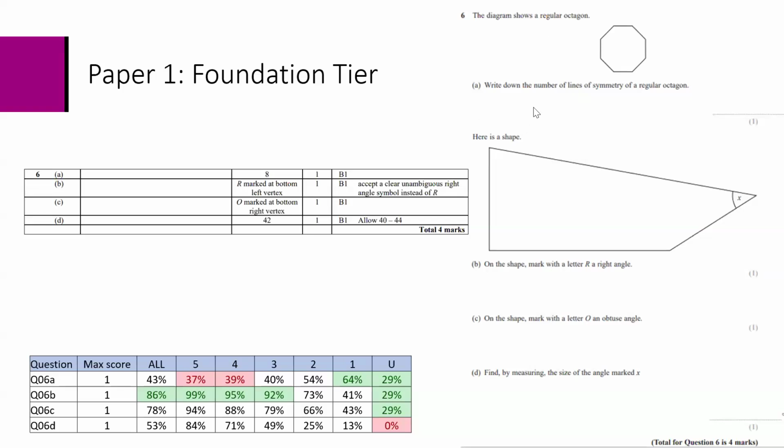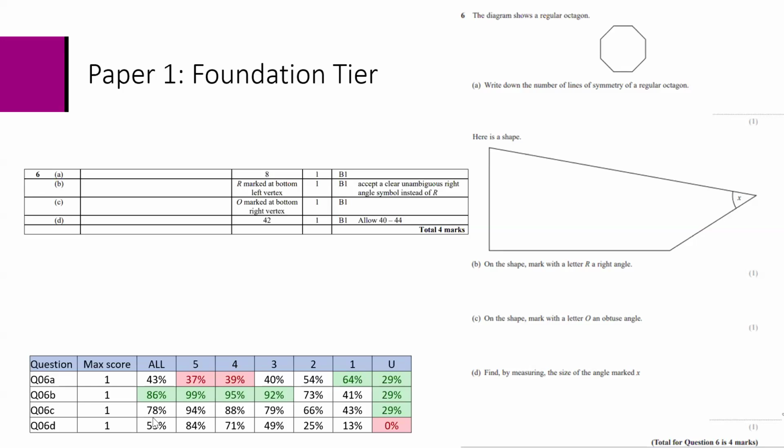So: regular octagon, number of lines of symmetry. On the shape, mark with letter R a right angle, mark an obtuse angle, and find by measuring the size of the angle marked X. Here are the exam statistics by question part by grade. You can see the red ones are in the bottom 10 performing questions. I haven't got too much of an issue with this one. Lines of symmetry, especially for even-sided shapes, can be quite tricky. I'm slightly more surprised by part D, even though it's not necessarily in the top 10 or bottom 10 questions.